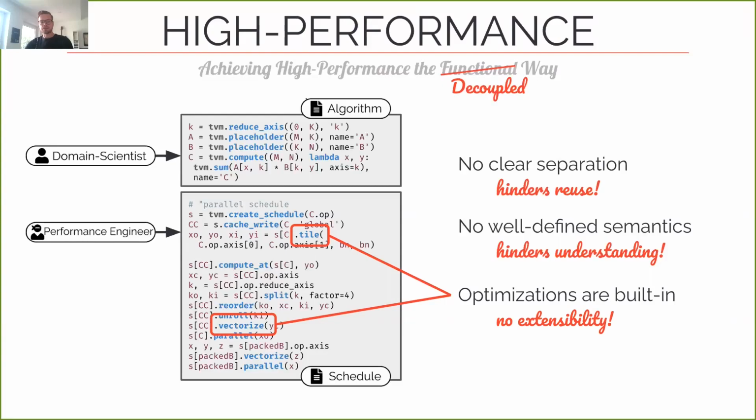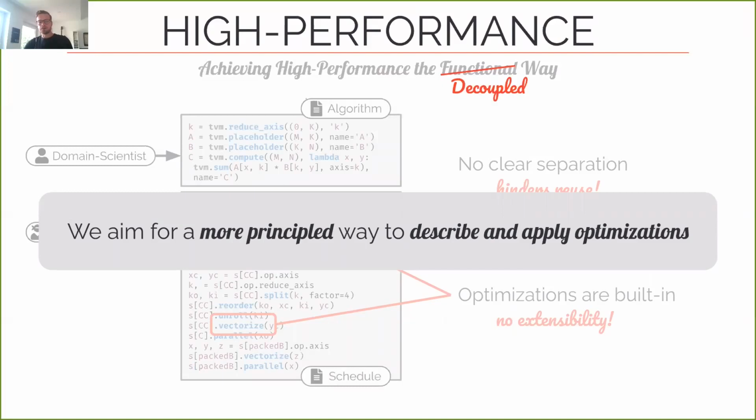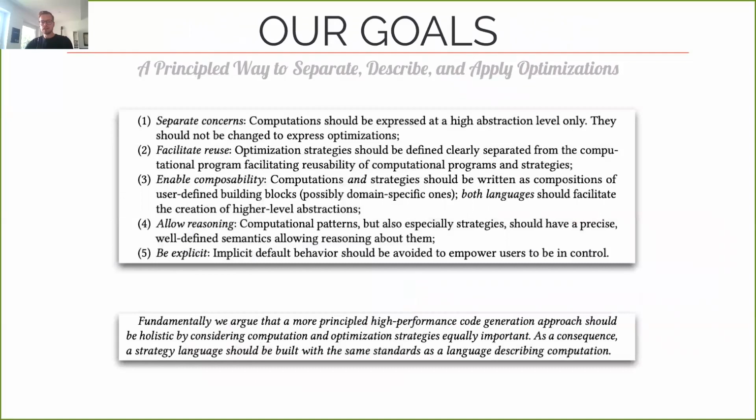And this is something we don't often want to do. So this is why with our functional Perl, we aim for a more principled way to describe and apply high performance program optimizations. And specifically, we aim to separate concerns by expressing a computation at a high abstraction level only, without changing it for expressing optimizations.